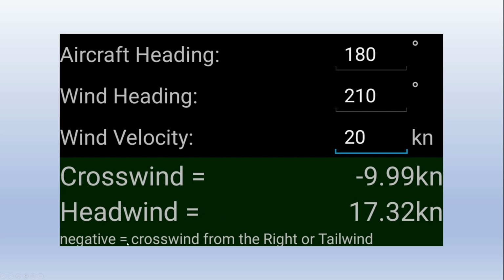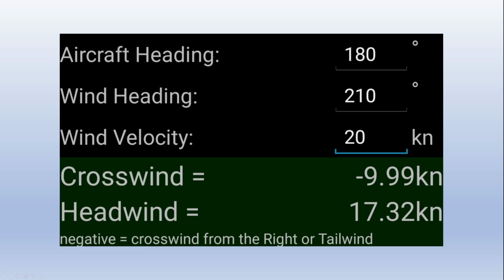You can see down here in the little comments, it tells you if you get a negative number, that means the crosswind is from the right. So this means we have a just under 10 knot right crosswind component. And then if we had a negative number down here, it would mean a tailwind, but this is positive, so we know it is a headwind.